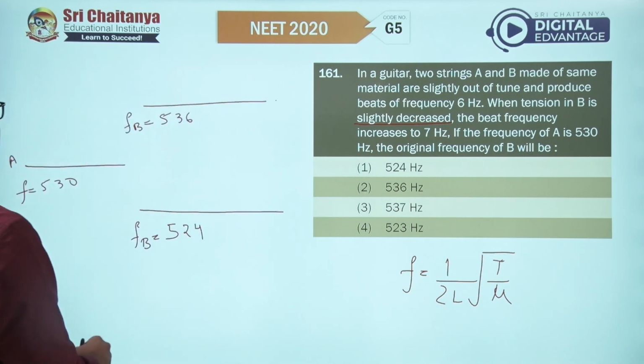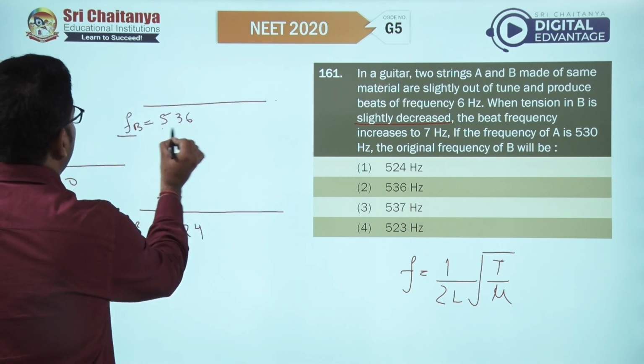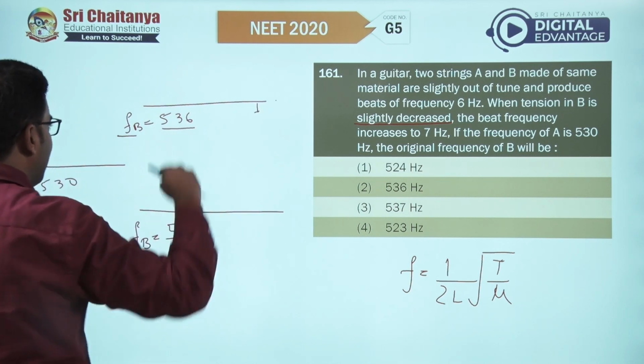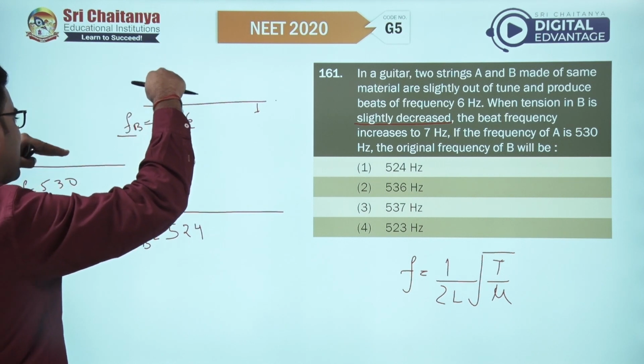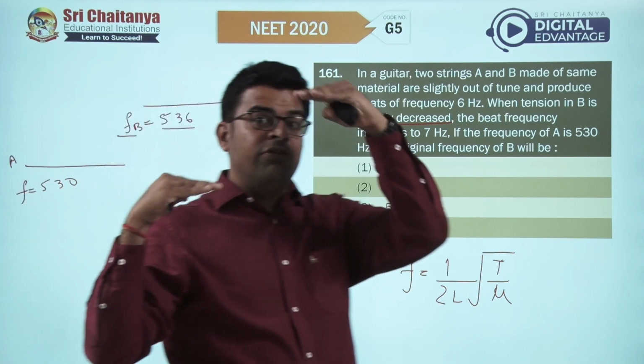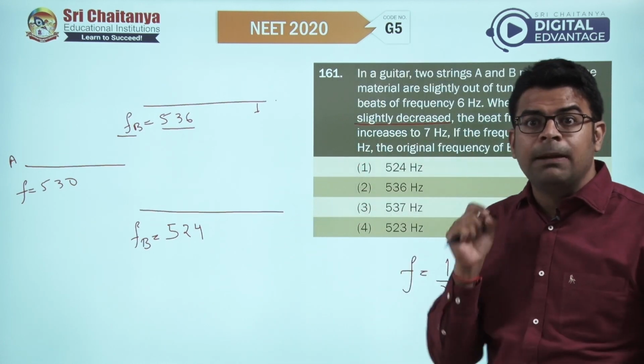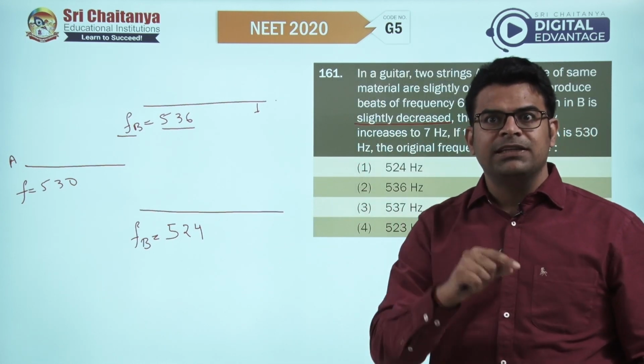Now let's say if the original frequency of B would have been 536, then on decreasing the tension, the frequency would have decreased. And as the frequency of B would have decreased, the gap between frequency of A and B would have decreased. So the beat frequency should have decreased. But as per the problem statement, the beat frequency increases from 6 and becomes 7.